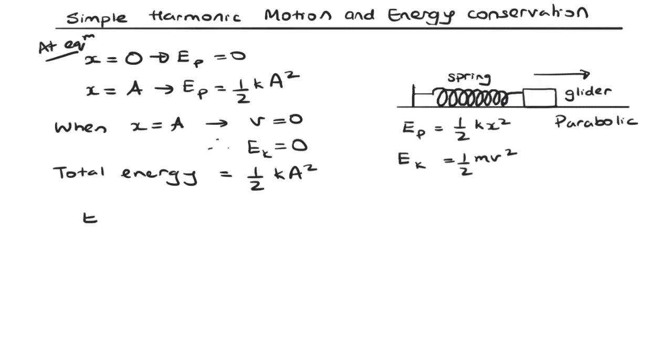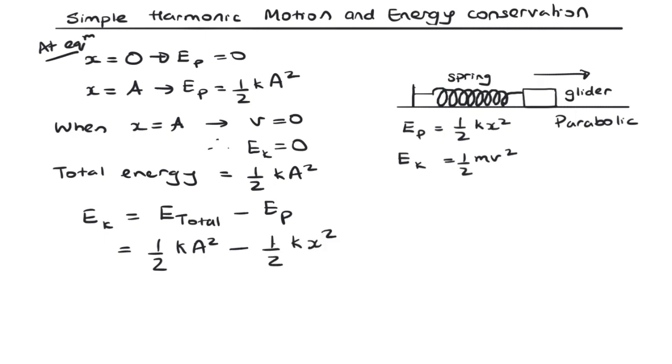Okay, so Ek equals E total minus Ep, and that will mathematically be written as half Ka squared minus half Kx squared, where x is the displacement of the glider and a is the amplitude. So we can just say that it's half K(a squared minus x squared), and that is your equation of kinetic energy of a system in simple harmonic motion that has potential energy in the form of elasticity, a spring.